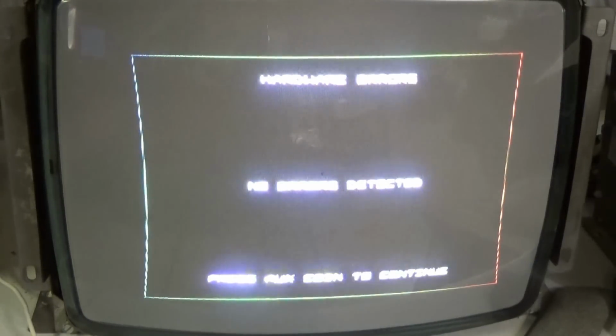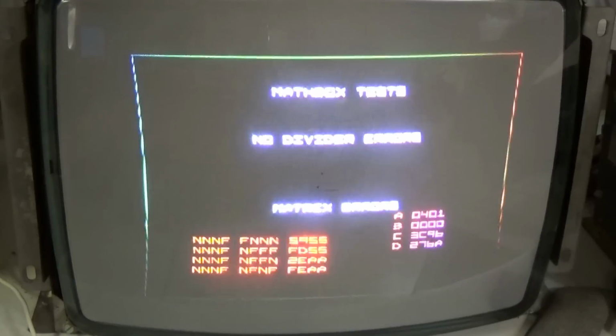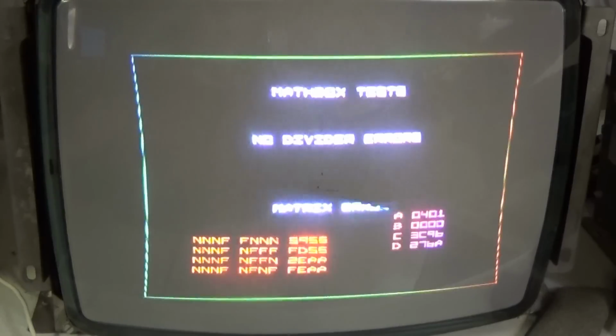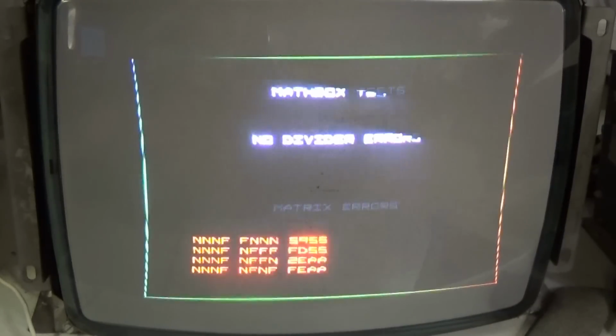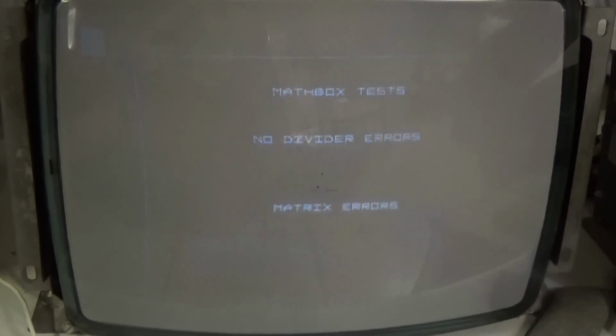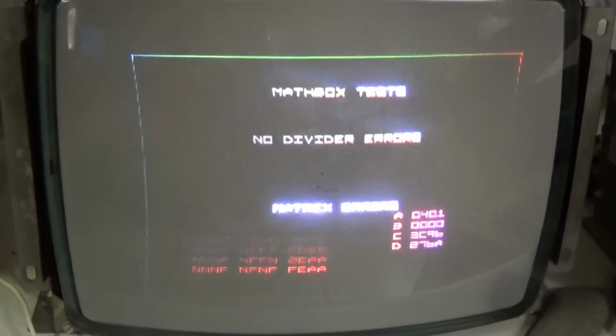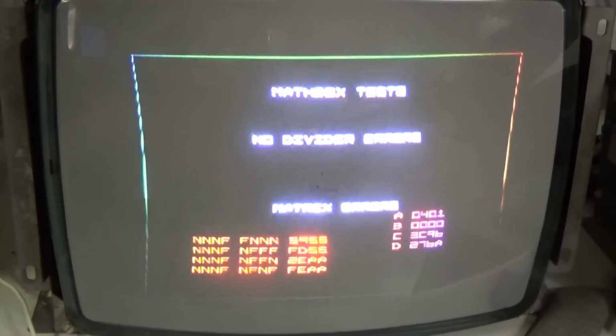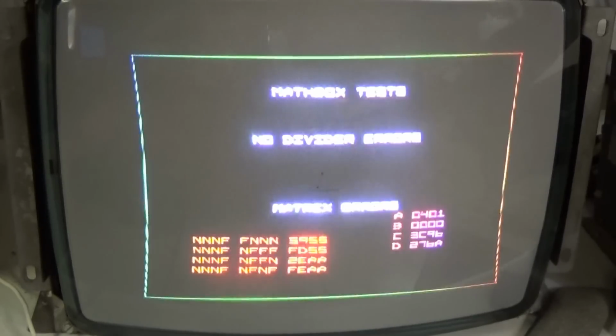Okay. Okay, I think we have matrix errors. No divider errors, but we have matrix errors. Okay, interesting.